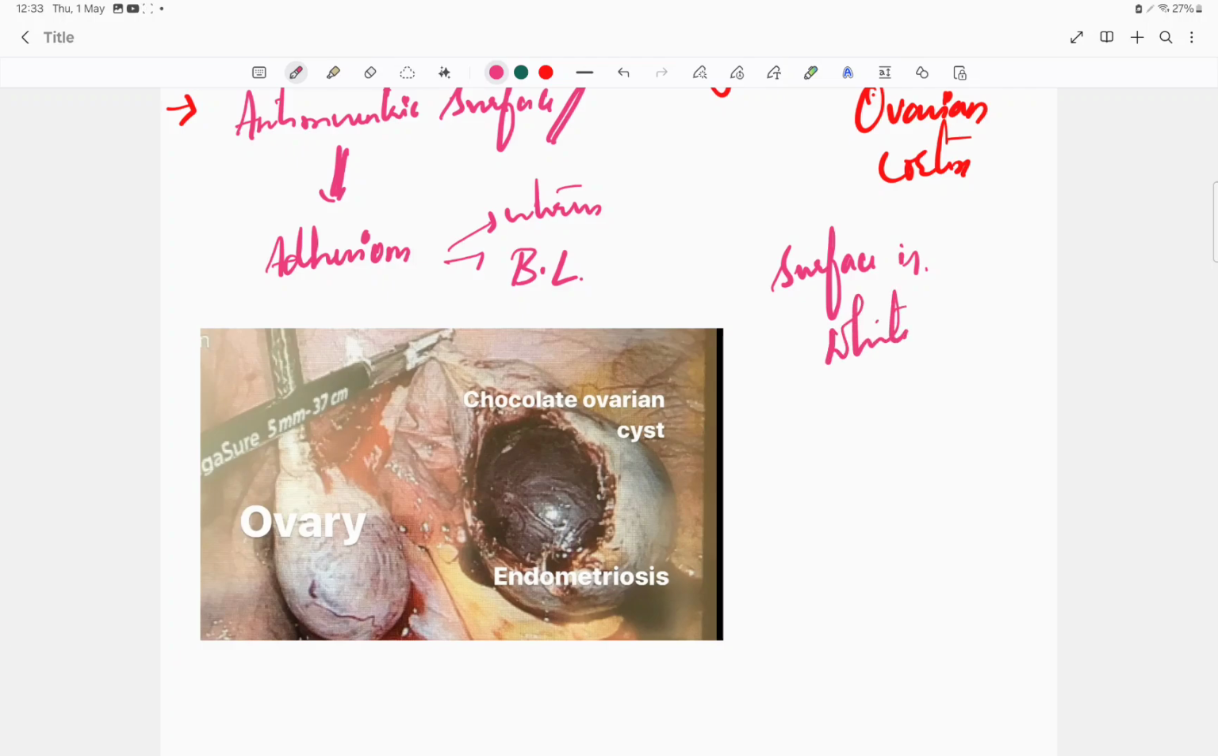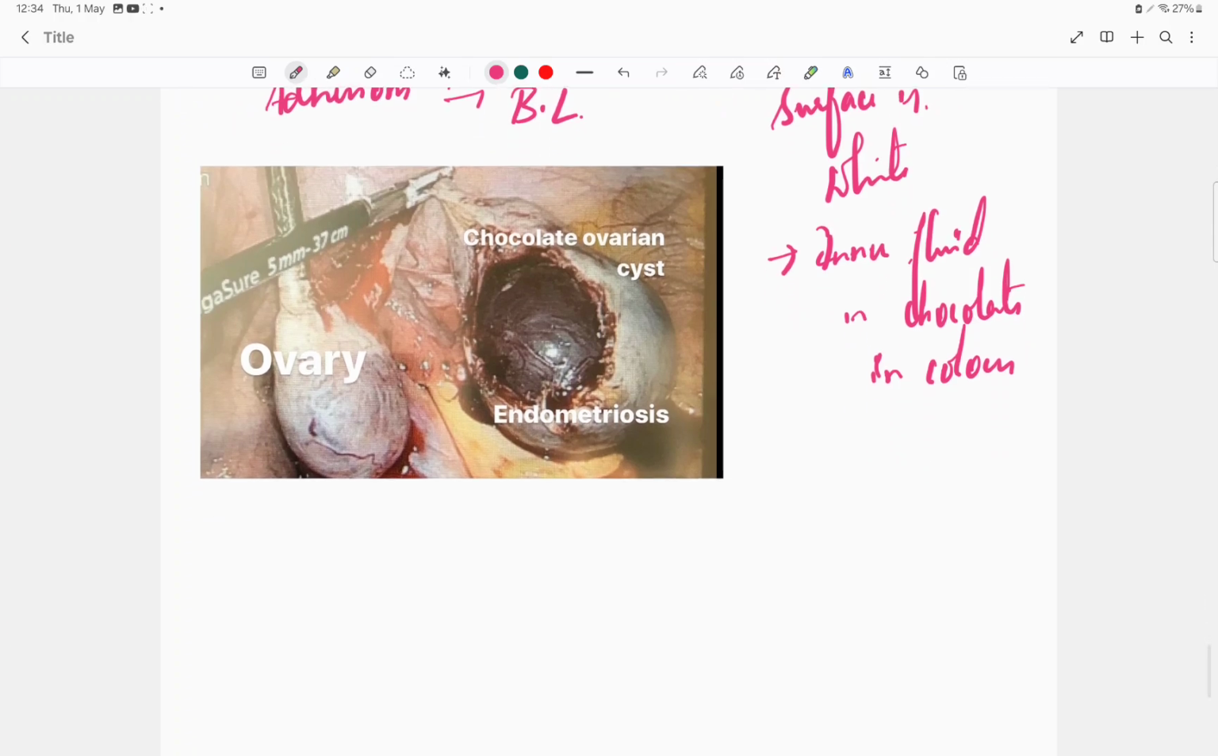So this is a laparoscopic view. This is the ovary and this is a chocolate cyst. They have removed the outer surface, and after opening it, you can see dark chocolate fluid coming out. The inner fluid is chocolate in color. That means ovarian endometrioma is also called a chocolate cyst.